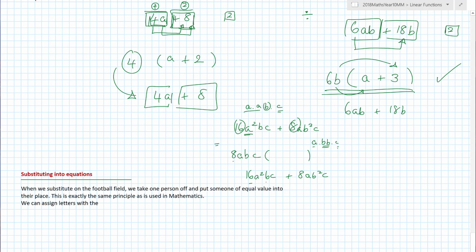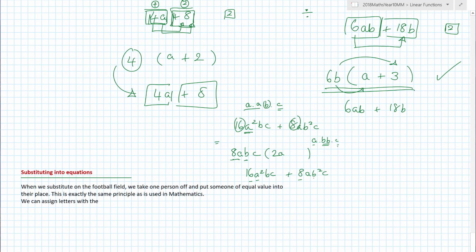So 8 times what gives me 16? It's got to be 2. A times what gives me a squared? It's got to be a. And the b and the c are already outside, so that's good. I don't need to worry about multiplying inside my bracket. 8 times what gives me 8? Well, plus 1, so we won't worry about that. A times what gives me a. Then I've got 1b outside, but I need 2 b's. So I'm going to plus b. And I've got 1c outside and 1c. So again, this here is my factorized form.